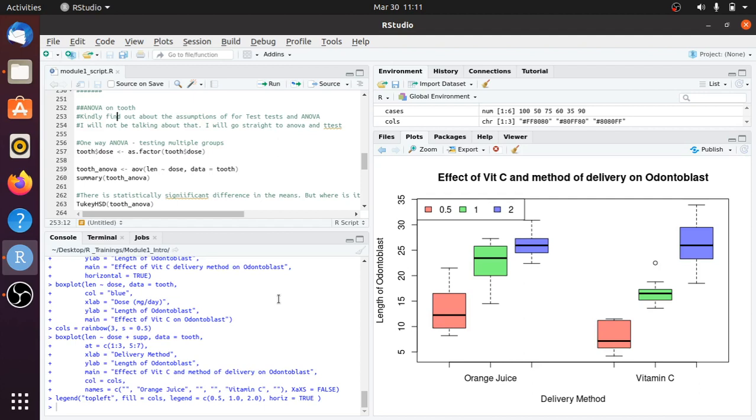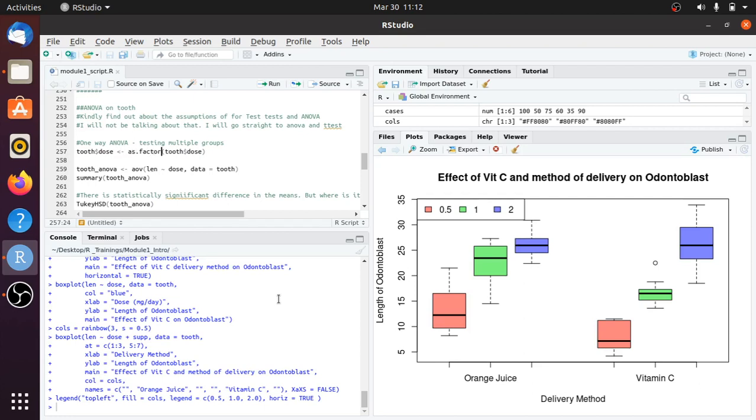We talk about one-way analysis of variance, two-way analysis of variance. I won't be teaching statistics, but I understand we already have an idea of statistics. I'm just here to show how we can perform some of these statistical analyses using R, which will make life a little bit easier for us, especially when it comes to reporting. Okay, now let's go back to our tooth data.